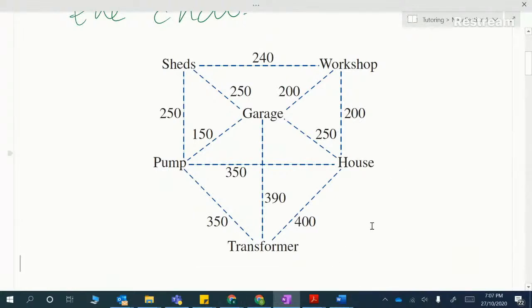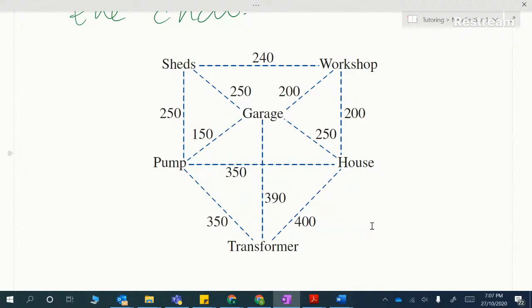There we go. Okay, so just going to do some Prim's algorithm here. Prim's algorithm is one of the ways that you can solve a minimum spanning tree problem. There are other algorithms you can use as well, like Kruskal's algorithm is one. But with Prim's algorithm, you choose a place to start.